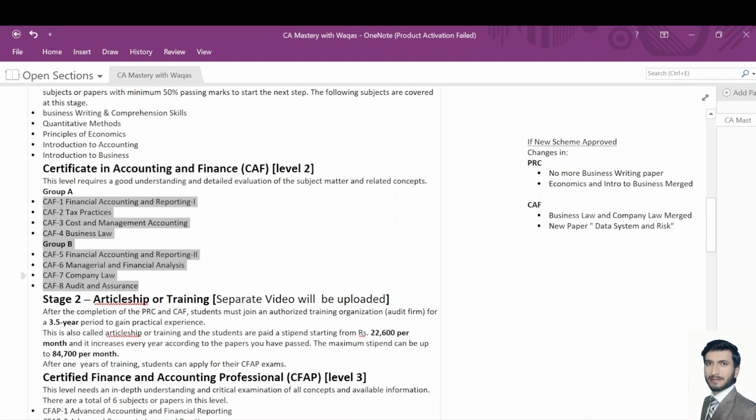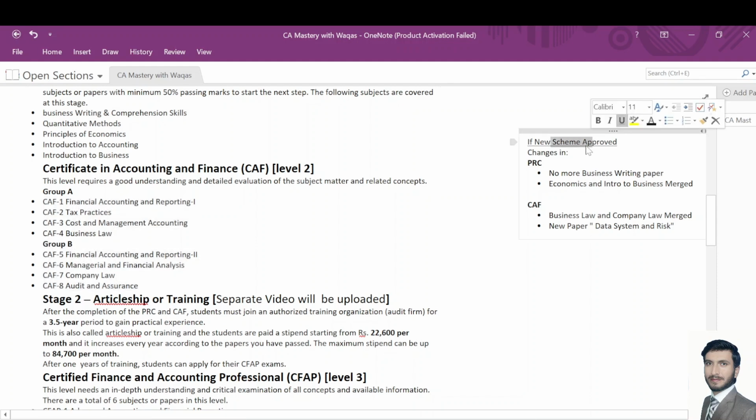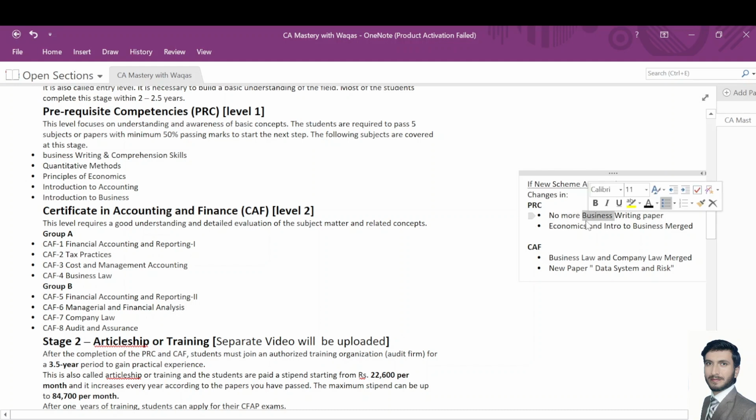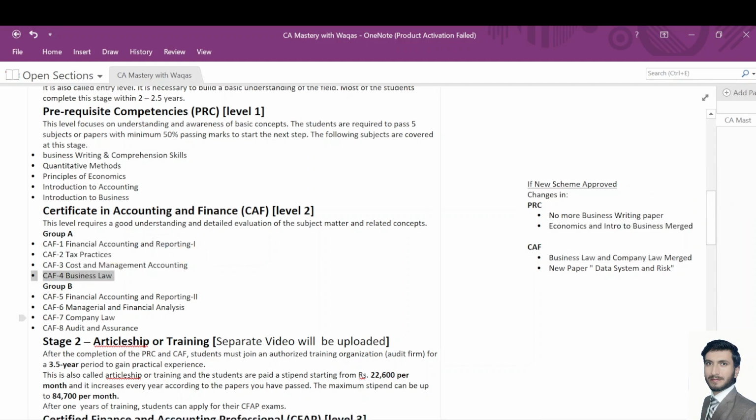It is important to note that there is a new scheme under approval. If the scheme is approved, there will be changes in PRC and CAF. In PRC, there will be no business writing paper, as we have had earlier. Economics and introduction to business papers will be merged into one paper, and in CAF, business law and company law will be merged. Business law in group A and company law in group B will be merged into one paper, and a new paper, data system and risk, will be added in CAF.